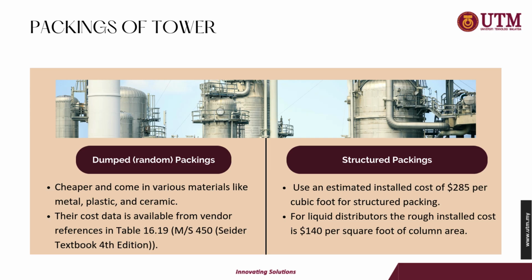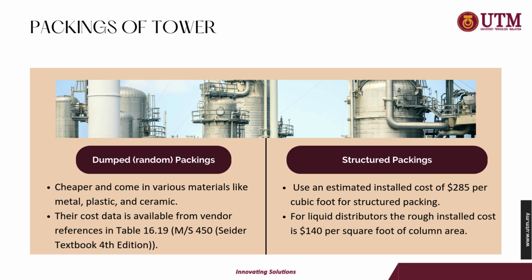As I mentioned earlier, there are two types of packed tower. The first one is dump or random packing, which is cheaper and comes in various materials like metal, plastic, and ceramic. Their cost data is available from vendor references in table 16.19 on page 440 of the Sinnott textbook for additional information. The second type is structured packing, which is more efficient because it allows better separation, lower pressure drop, and higher capacity. But it is more expensive and mostly made from stainless steel.